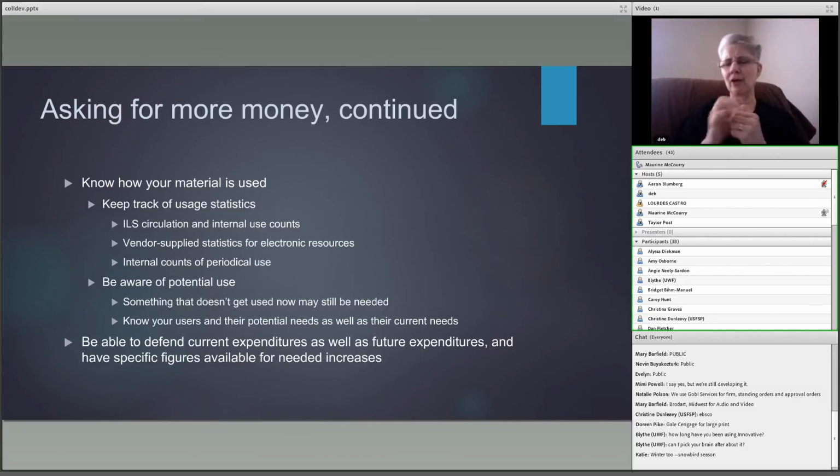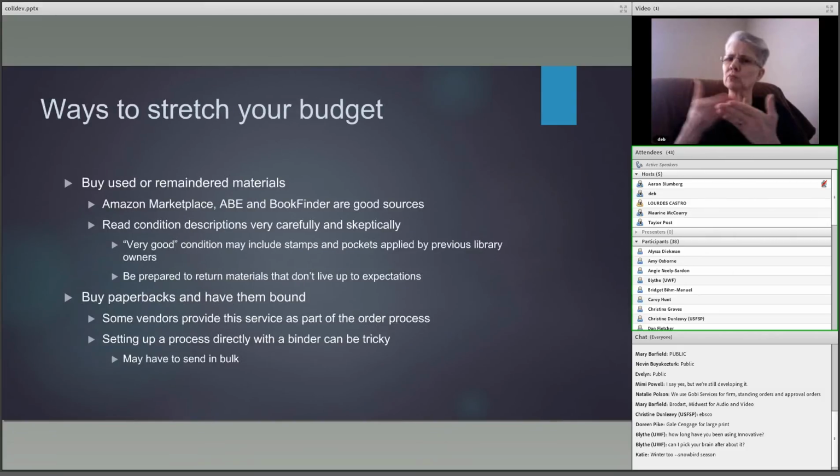Kind of bottom line, you need to be able to defend your current expenditures as well as your future expenditures, and you need to have specific figures available for needed increases. You need to know how much more money you will need to continue to meet the needs of your community. And if you're not currently able to meet the needs of your community, you need to have the numbers to show how much more you would need and why you would need that money.